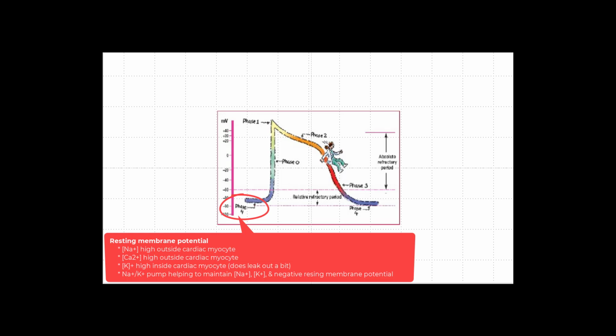During phase 4, we also have the sodium-potassium pump, which is maintaining and restoring sodium on the outside of the cell, potassium on the inside of the cell, and helping to keep that membrane potential at its normal negative level.